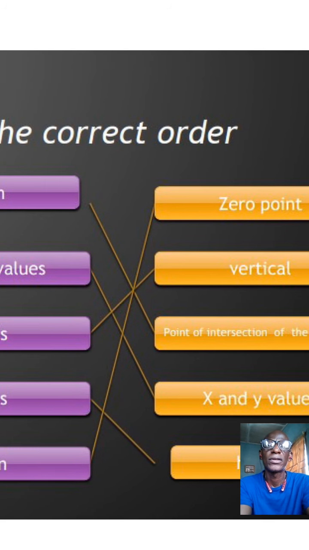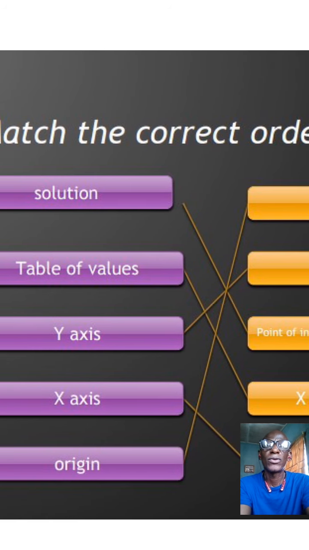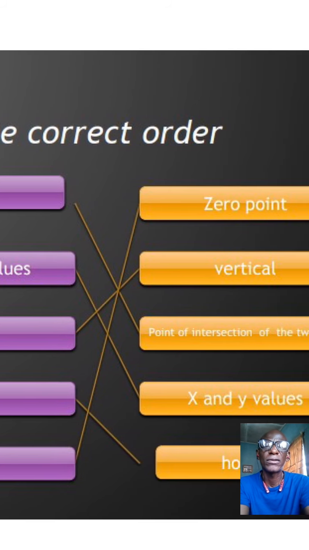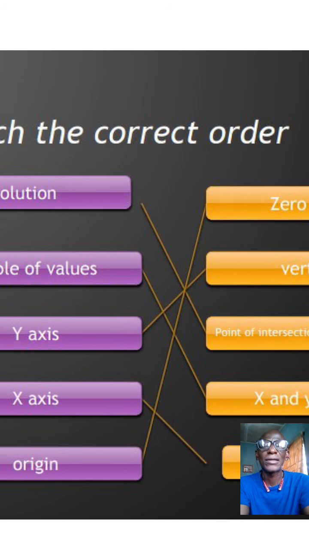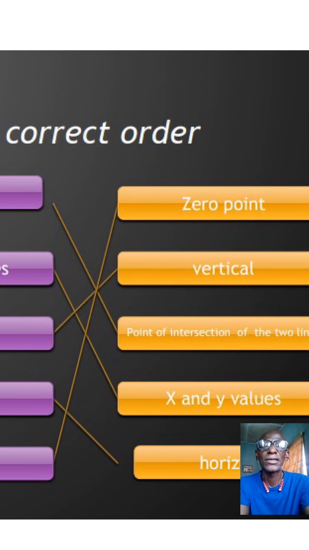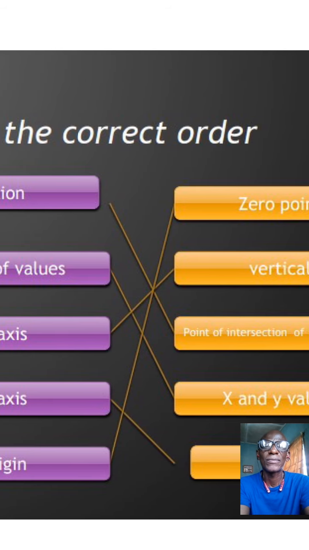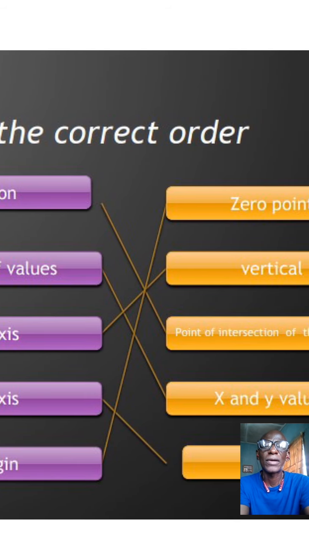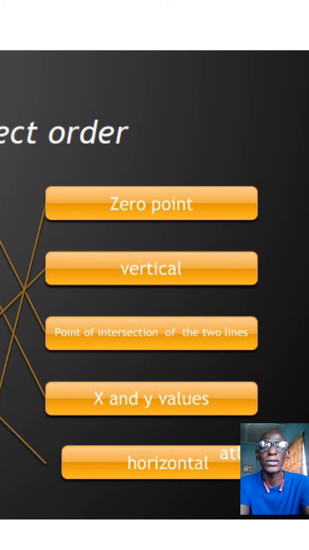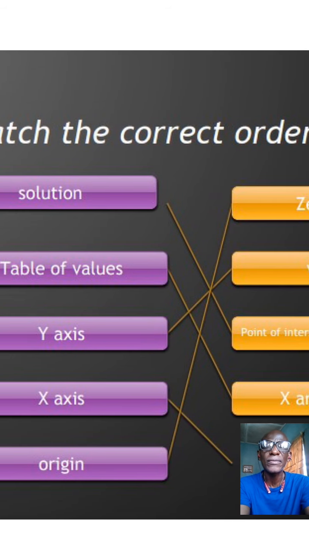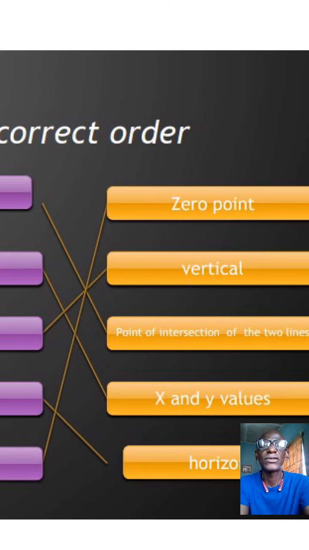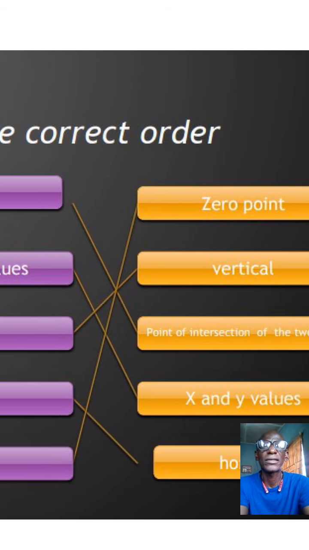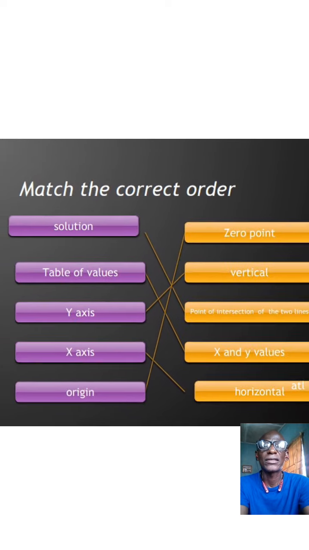That's correct. What does our table of values entail? The table of values entails x and y values. What's our y-axis? Your y-axis gives us the vertical axis. And our x-axis gives us the horizontal axis. What's our origin? Yes, the origin in the Cartesian plane is the 0 point where the x-axis and the y-axis intersect.